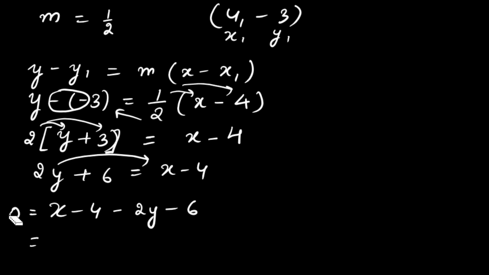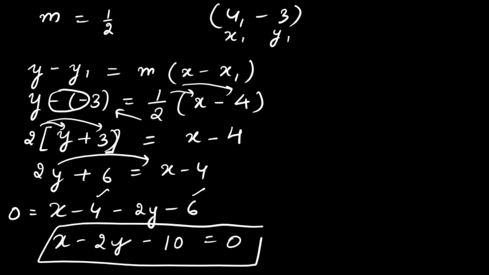Now instead of writing 0 on the left side we can write 0 on the right side. So x minus 2y, and minus 4 and minus 6 are like terms, so they add with the minus sign. We got the equation x minus 2y minus 10 is equal to 0. I hope you are also getting the same answer. Jayashree has given the same answer, x minus 2y minus 10.